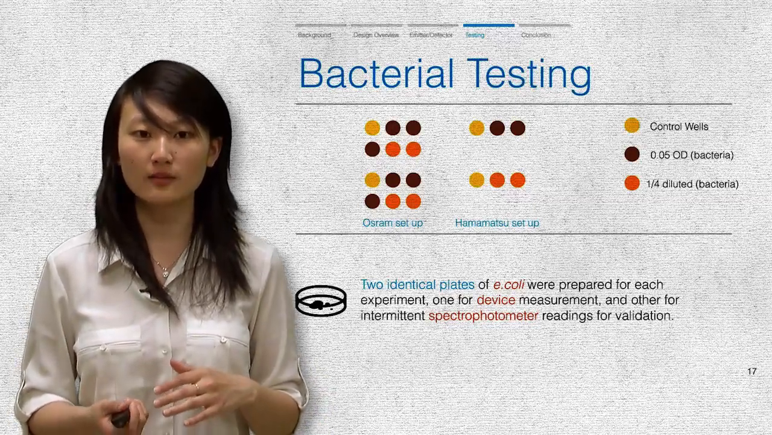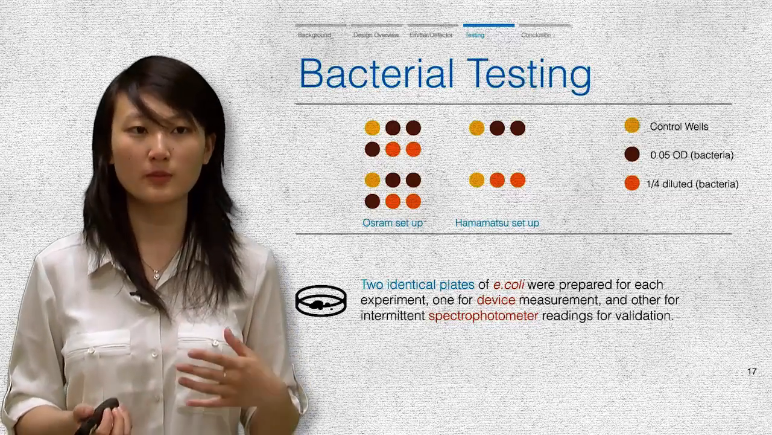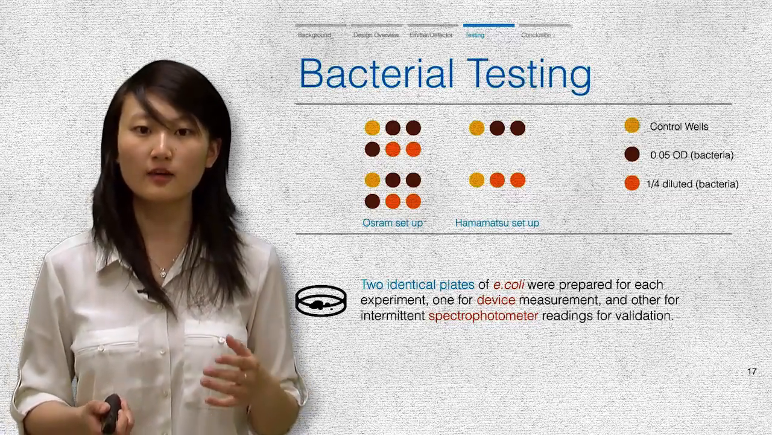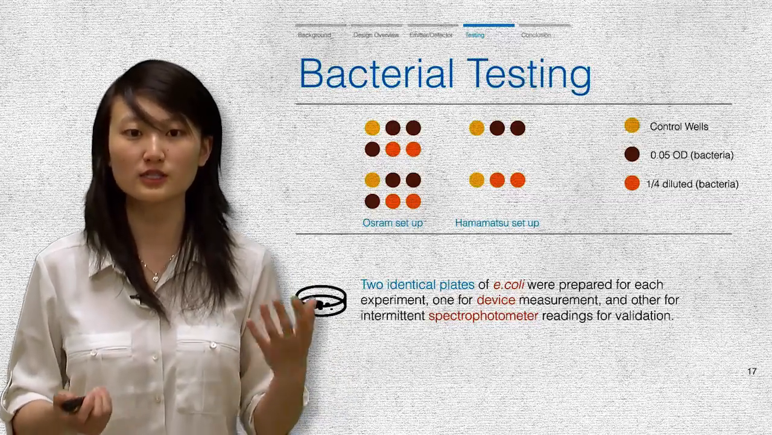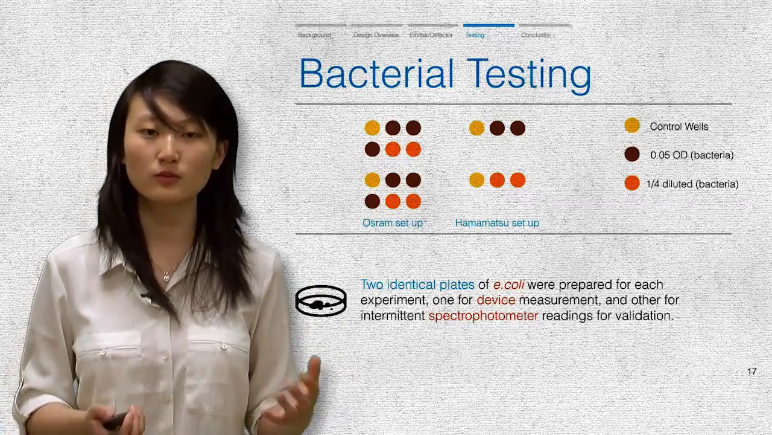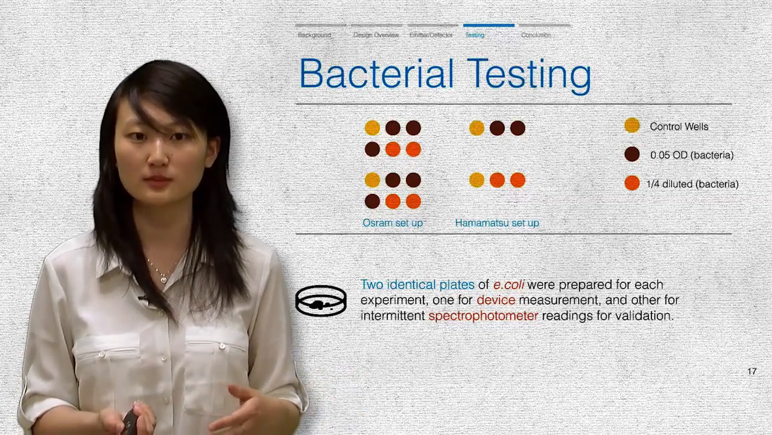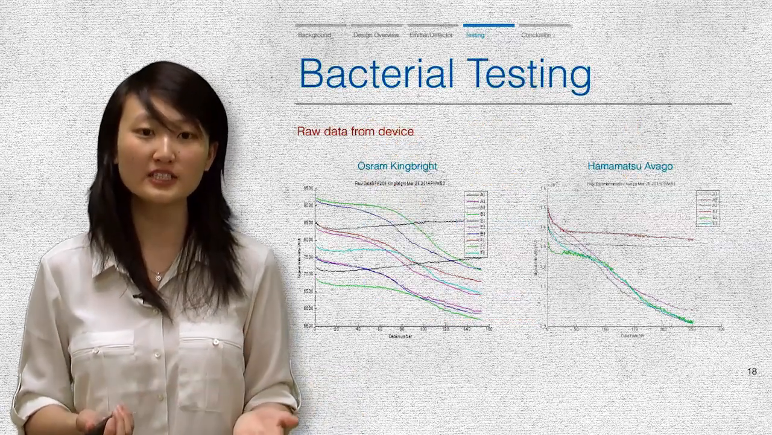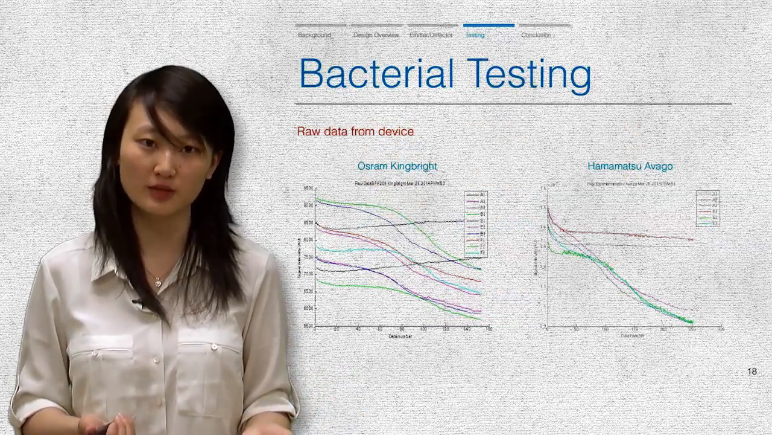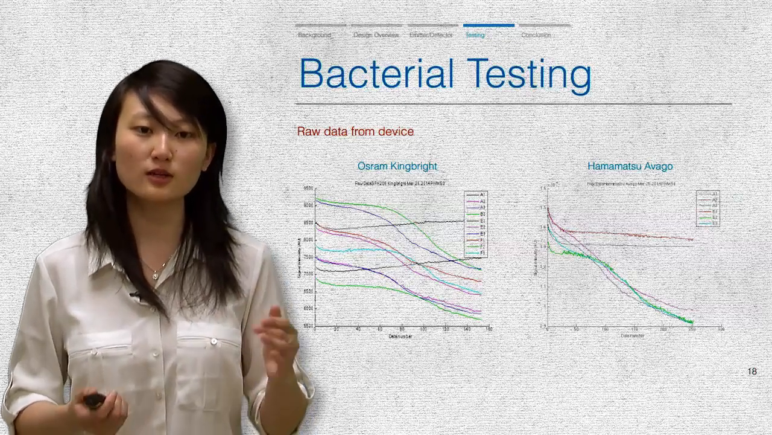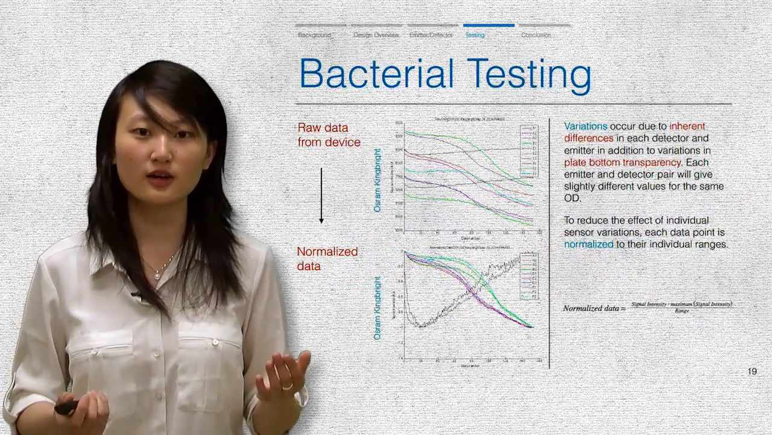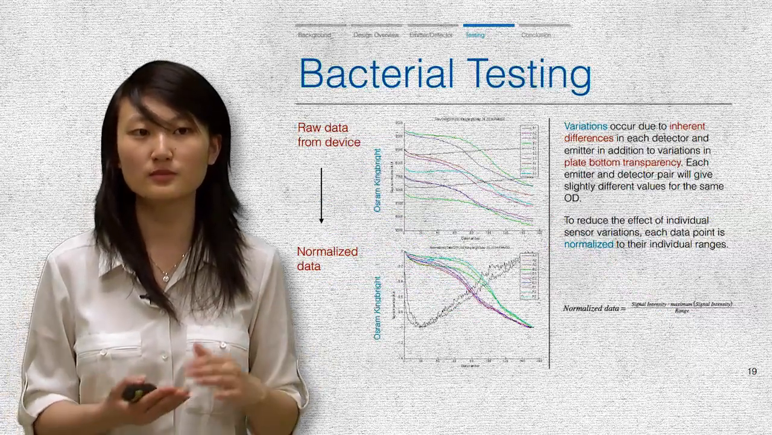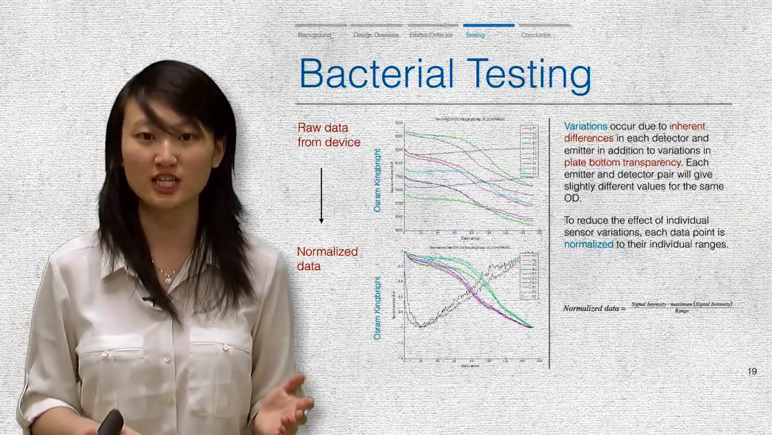In preparing our sample plates, we prepared two identical plates, one for the device to monitor and the other for a spectrophotometer in order to determine whether the device is accurate in its measurements. So as you can see, this is the raw data that we gather from the device. If you may notice, they don't start off at the range that you expect them to, and this is because of inherent variations between each emitter and each detector.